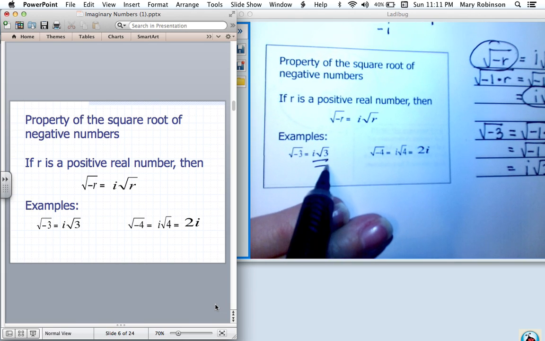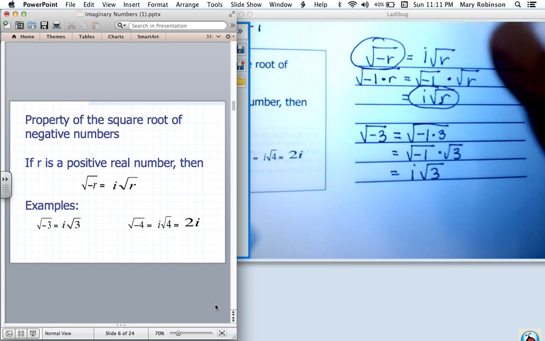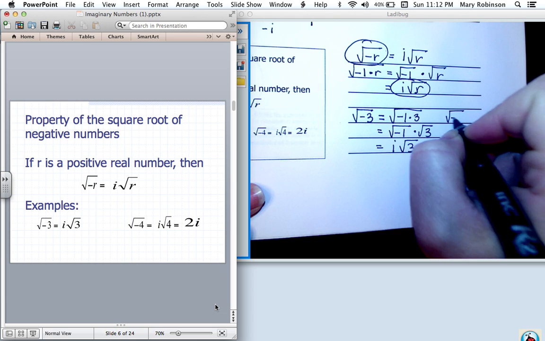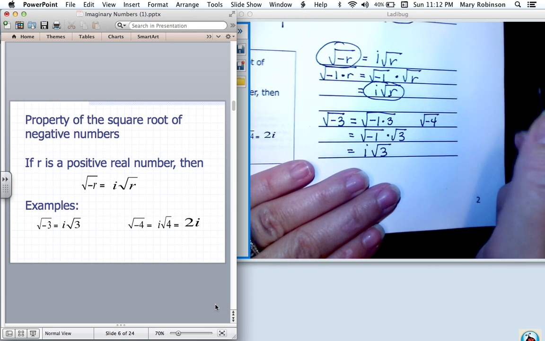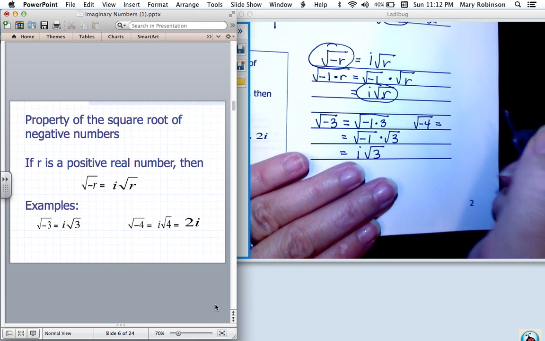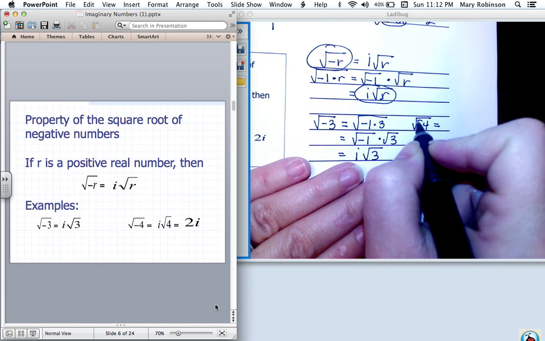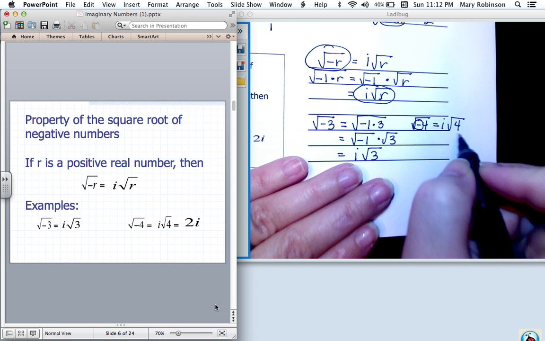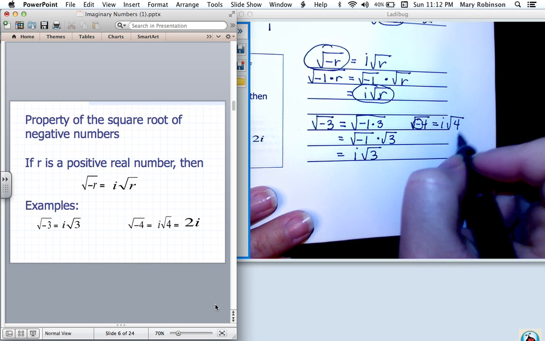Exactly what we have here. For this next one, we have the square root of negative 4. So basically, if you're understanding what I'm saying, then you'll recognize that because we have a negative here, we can go ahead and put i out front. And then if the radical can be simplified, we should.